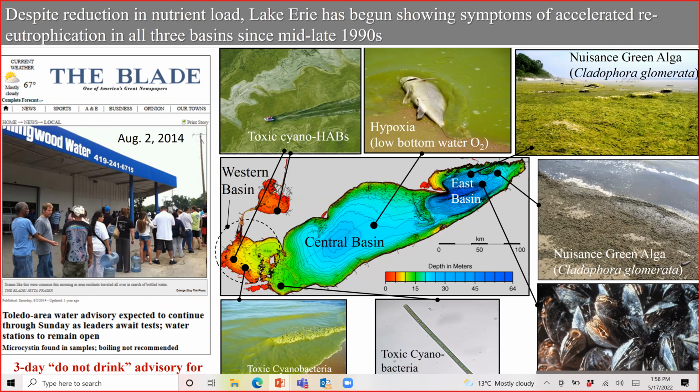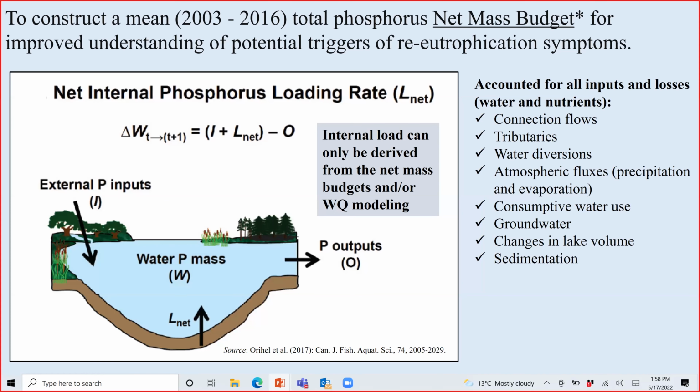It is generally accepted that lake eutrophication is largely driven by excessive external loads of phosphorus. However, in the case of Lake Erie, the external nutrient loads are declining and currently not exceeding 9,000 to 10,000 metric tons of phosphorus for most of the years. So the driving forces behind the reappearance of eutrophication symptoms are not clear. The net mass budgets of phosphorus can be extremely helpful to understand better the triggers of eutrophication.